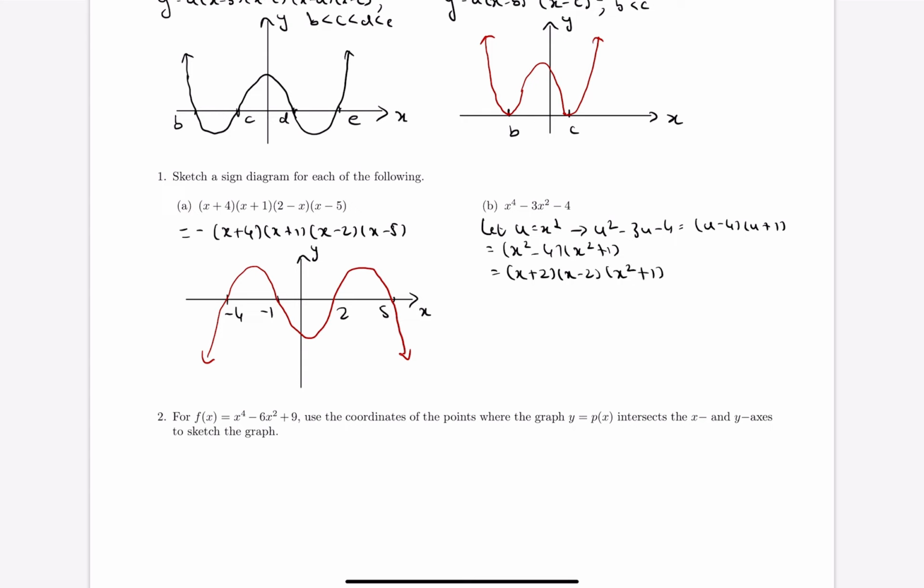So just a couple of key things to identify here. You've only got two axis-intercepts, which is at plus 2 and minus 2. And then the other factor, there's no solution to x squared plus 1 equals 0 because you can't get the square root of a negative number. So what does that mean? That means you've only got the two axis-intercepts. It also means you've got the W shape because it's positive.